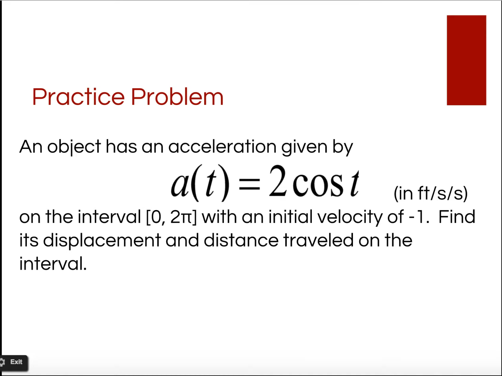So try this practice problem on your own. An object has an acceleration given by a of t equals 2 cosine of t in feet per second squared on the interval from 0 to 2 pi with an initial velocity of -1. Find its displacement and the distance traveled on the interval. We will go over this problem in class next week.